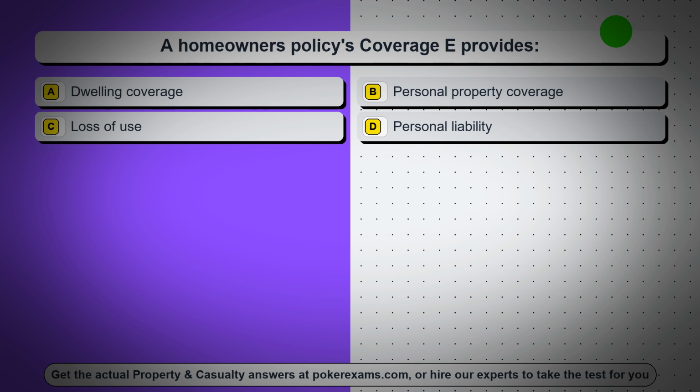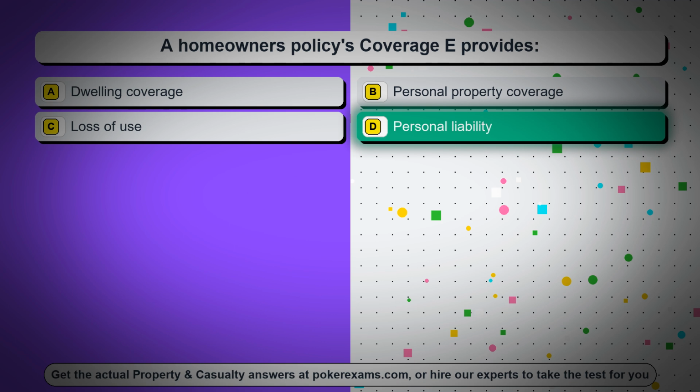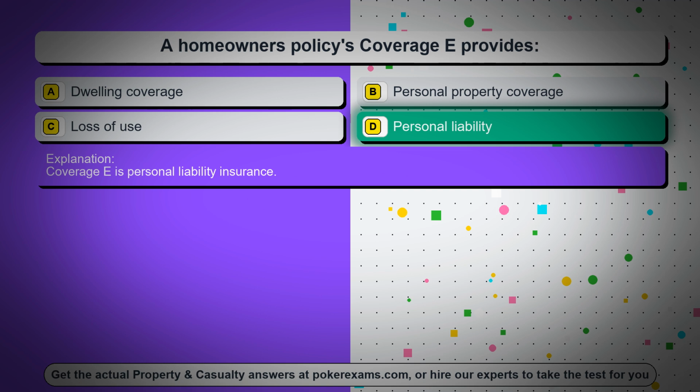Question 42. A homeowner's policy's coverage provides, option A, dwelling coverage. Option B, personal property coverage. Option C, loss of use. Option D, personal liability. The correct answer is option D, personal liability. Coverage E is personal liability insurance.